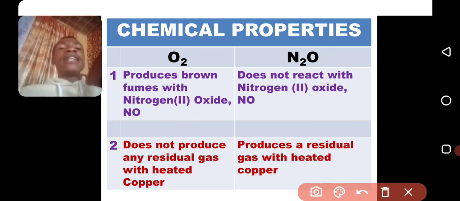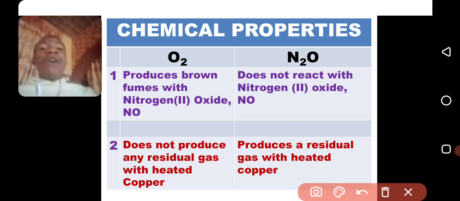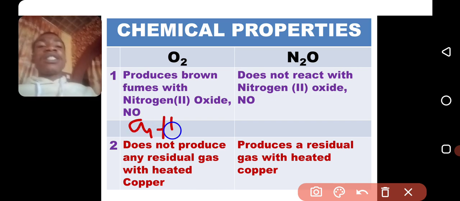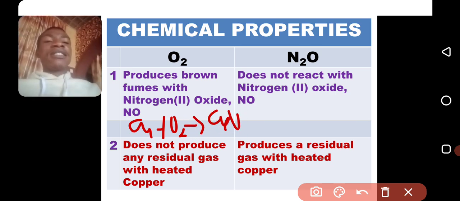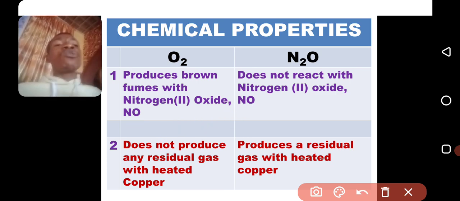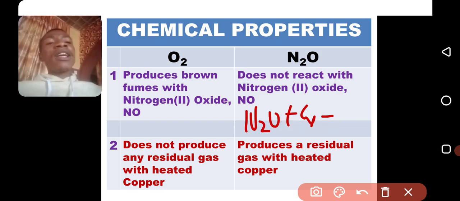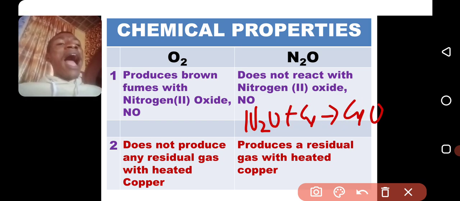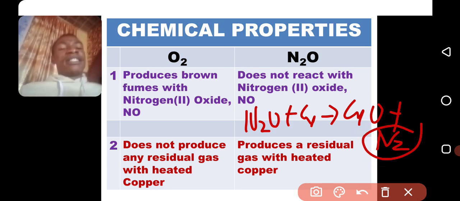Then secondly, oxygen reacts with hot copper without producing a residual gas. When oxygen reacts with hot copper, it gives you a solid, copper(II) oxide, a black solid. However, in the case of nitrogen(II) oxide, when it reacts with hot copper, it gives you CuO and produces another gas, N2. So this is a residual gas that will be formed.